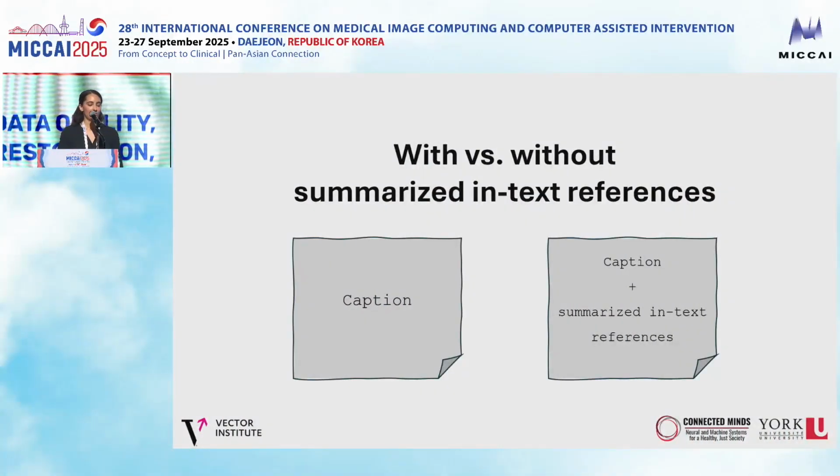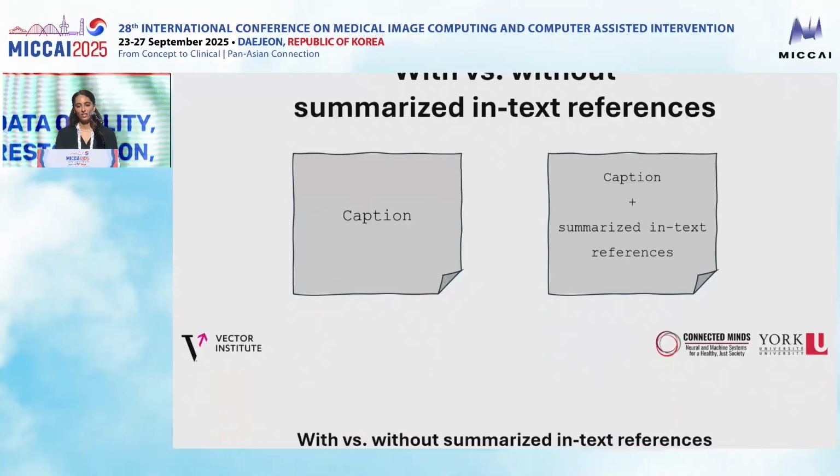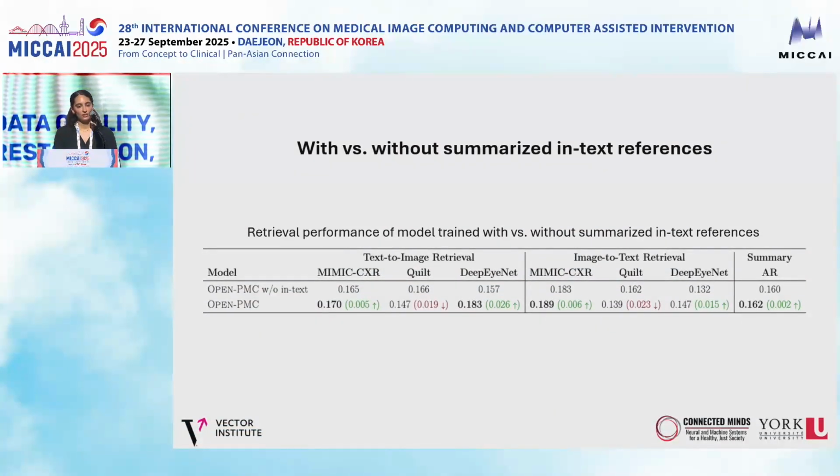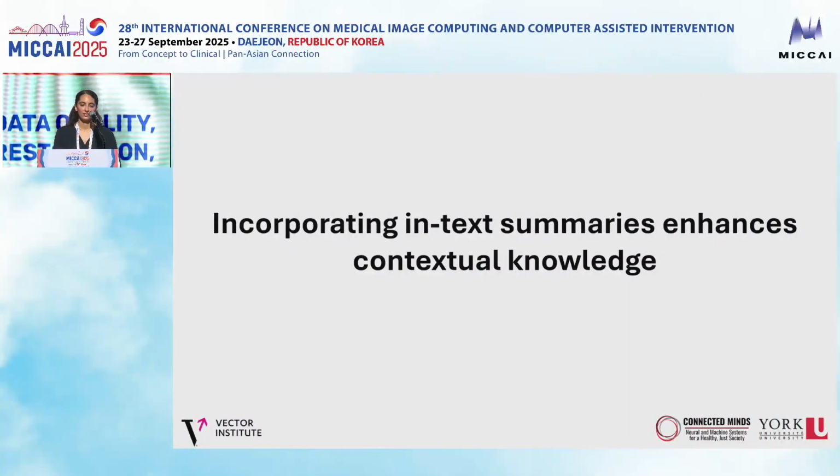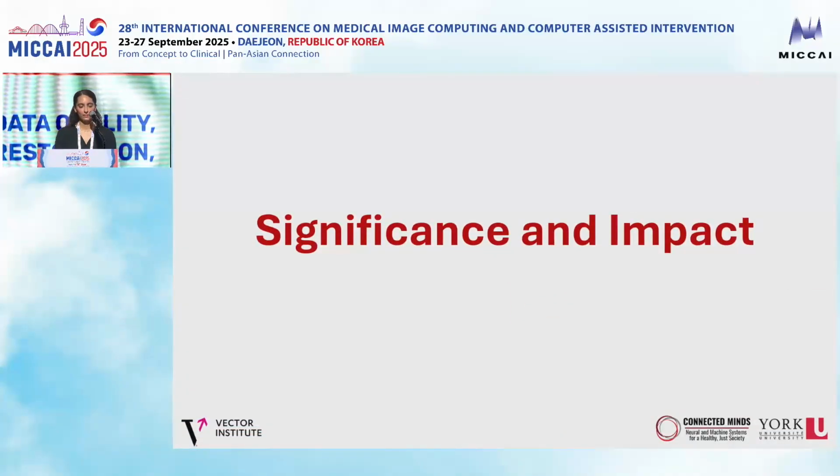Another ablation study that we did is to see the effect of summarized in-text references in the learned representations. We trained a model on only the captions, and another model on captions and in-text references, and we can see the model that was trained with the summarized in-text references is getting overall better performance. So we can say that incorporating the in-text summaries is enhancing the contextual knowledge of the model.